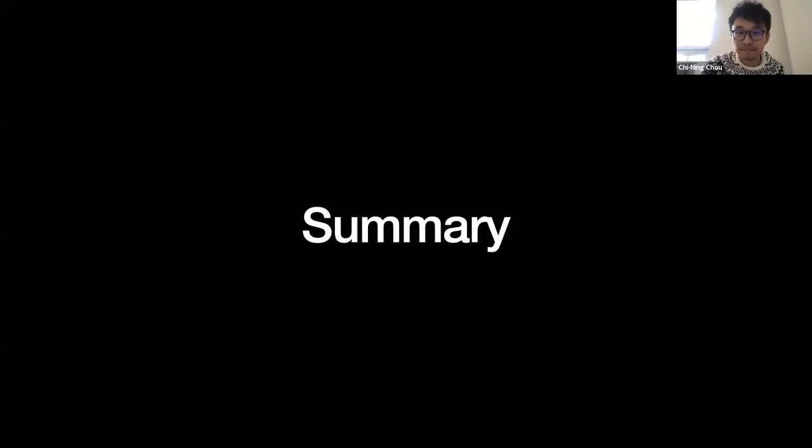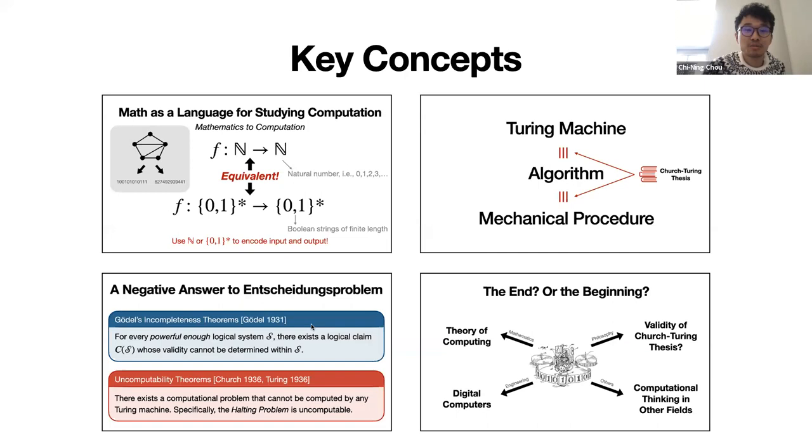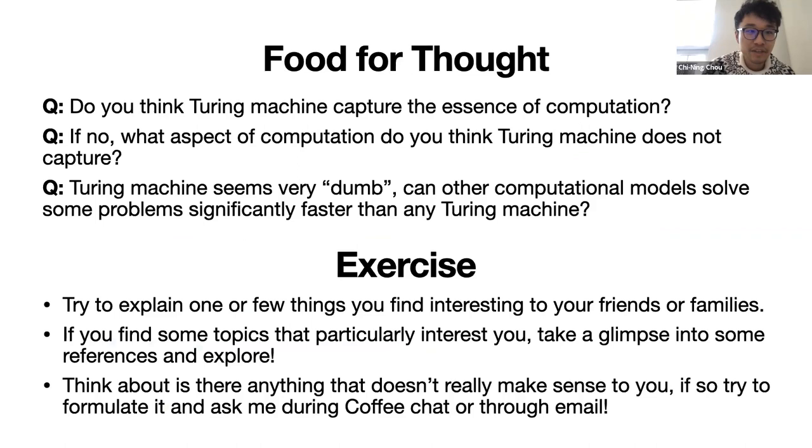So a quick summary: in this lecture, we saw how people model mechanical procedures or mechanical processes through Turing machines. We use math as a language to help us start the study of computation in an abstract way. We talked about Hilbert's problem and showed that it actually has a negative answer. We also talked about the Turing machine as the beginning of a new era of computation. And here are some food for thought questions for you. Recall what you have learned today, what the new things were, what the surprising things were. And for those who are familiar with the material, I also encourage you to think about how you or I would talk about this in a different way, and how you would explain this to your family and friends.